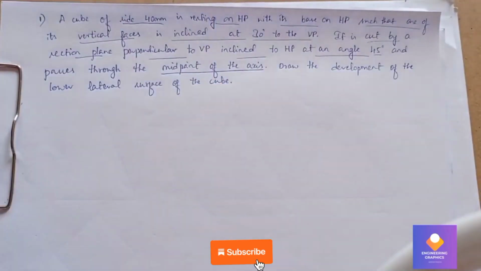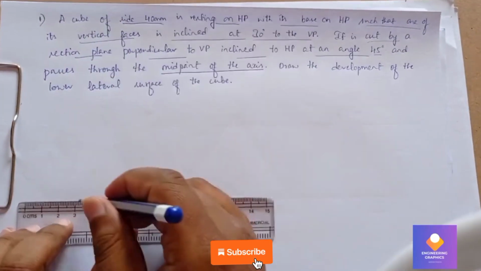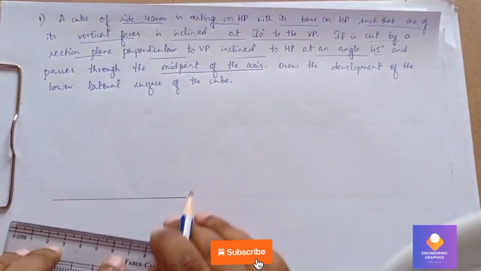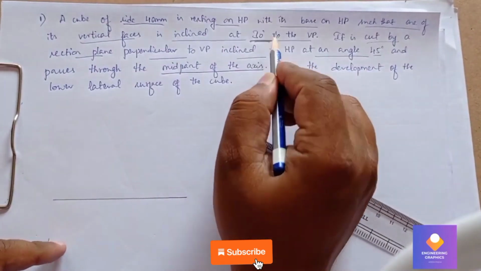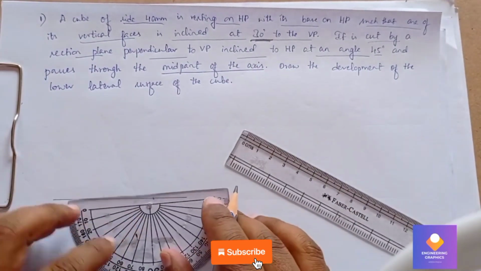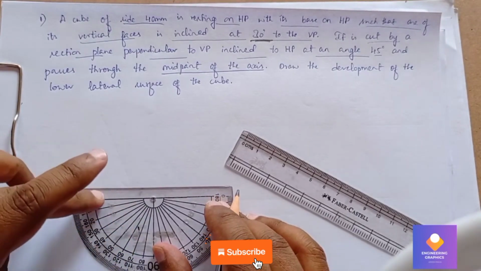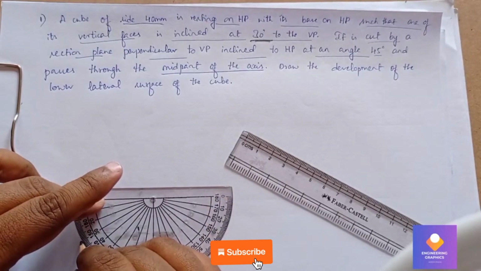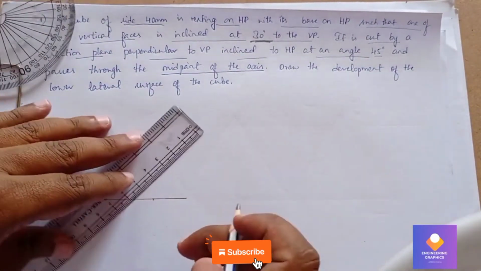So first we'll draw an XY line here. Then from that XY line I will take a reference point, and draw a 30 degree angle line with respect to VP. So take a reference point, keep the protractor, and mark the angle of 30 degree. Mark the angle 30 degree and draw a line passing through that angle point.